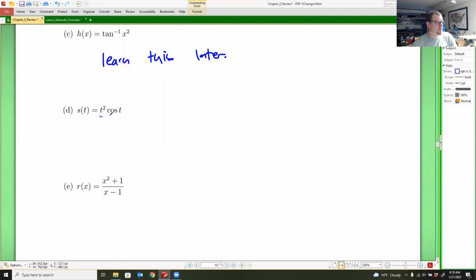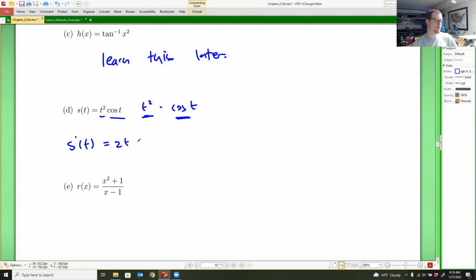Here we have a product. We have a polynomial times a trigonometric function. Very similar to what we just found above. So the derivative is going to require us to use the product rule. The product rule is pretty flexible. I'm going to take the derivative of the first thing, right? This is t squared times cosine of t. So two functions. Derivative of t squared is 2t.